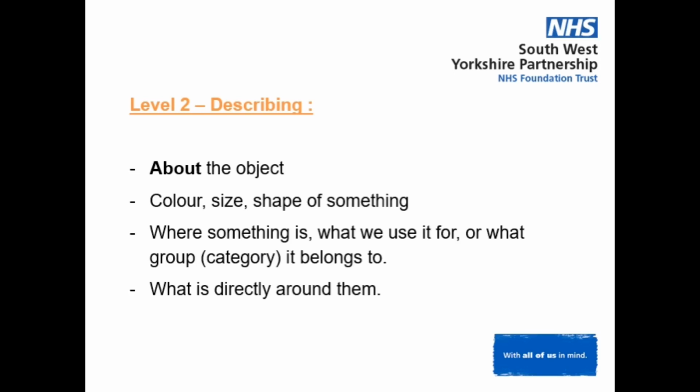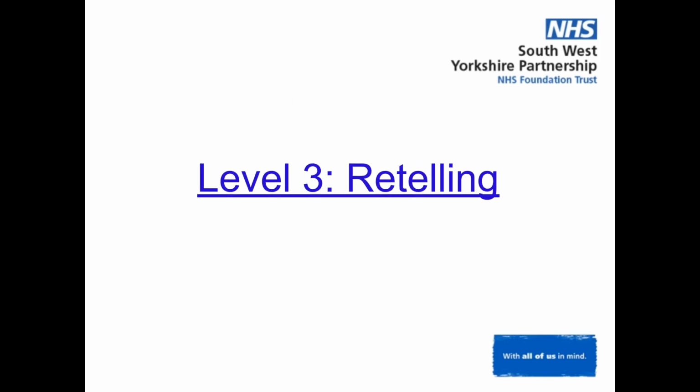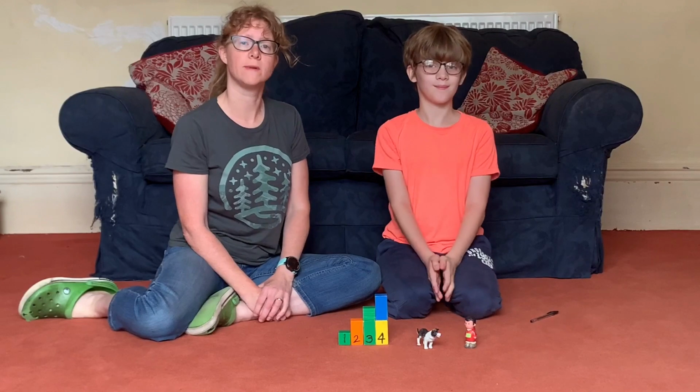So remember, at this level, your child is using words about the object. It might be the colour, the size or the shape of something. It could be where something is, or what we use it for, or what group it belongs to. And this is about things that are directly around them. Level 3, Retelling. Blank level 3 is called retelling.